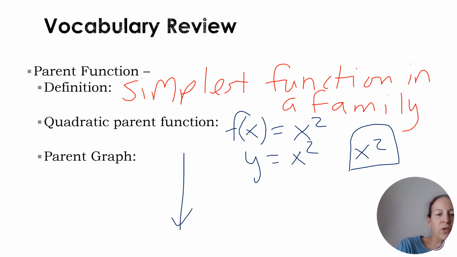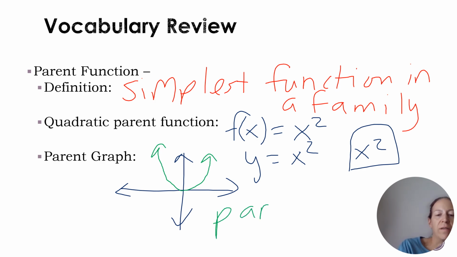If I were to graph a quadratic, the parent function looks something like that. Now, I did not do that as well as I should have, because I drew it going below the origin. It actually goes through the origin. There we go, that's better. And the name of that graph is parabola. That is what is called a parabola.